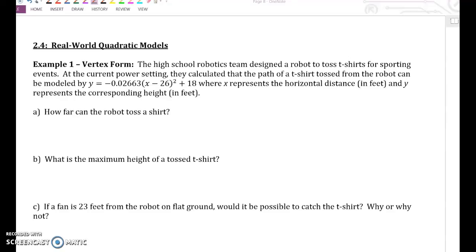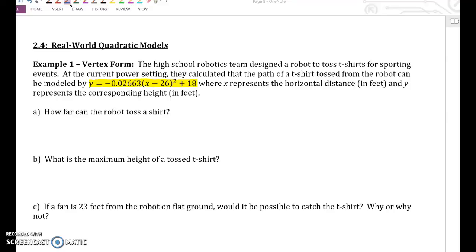The high school robotics team designed a robot to toss t-shirts for sporting events. At the current power setting, they calculated that the path the t-shirt tossed from the robot can be modeled by the equation y equals negative 0.02663 times the quantity x minus 26 squared plus 18, where x represents the horizontal distance in feet and y represents the corresponding height in feet.